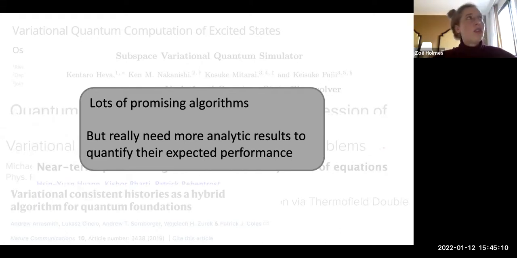But the field is often criticized for being a little too heuristic. And certainly it would be desirable to have some more analytic results to guide their development and quantify their expected performance. This should help us develop new algorithms and also successfully implement the ones already out there. And it's really against that backdrop that the rest of this talk sits.